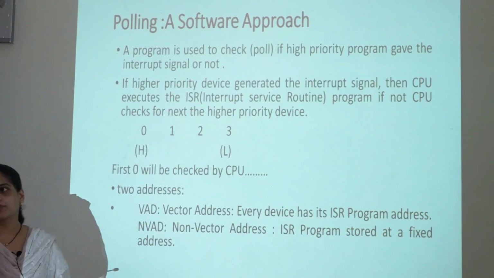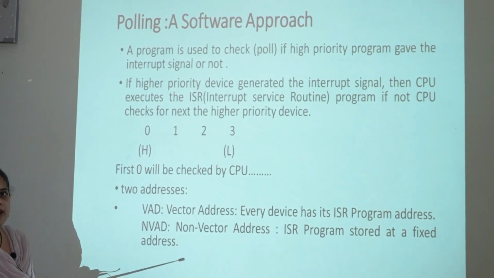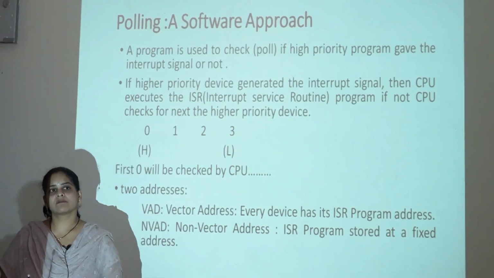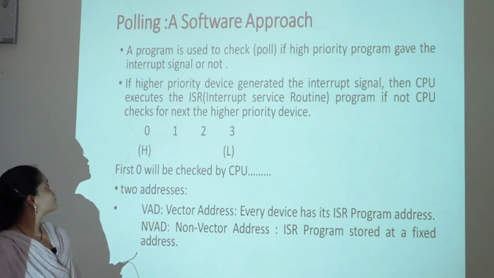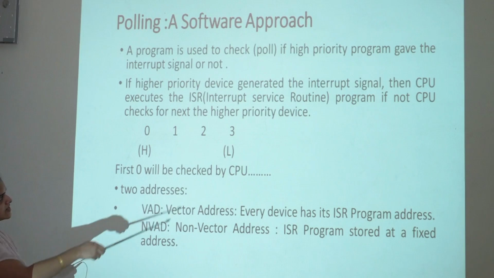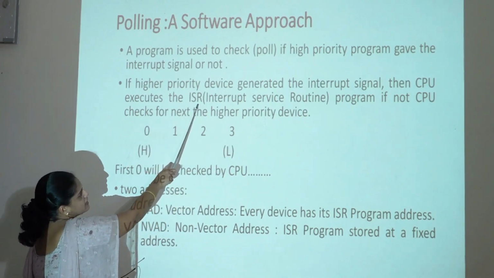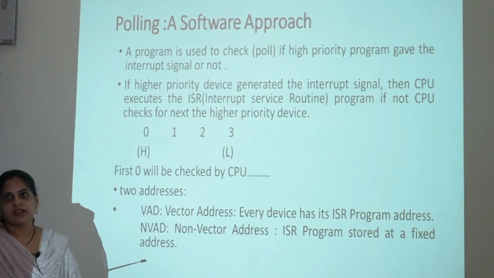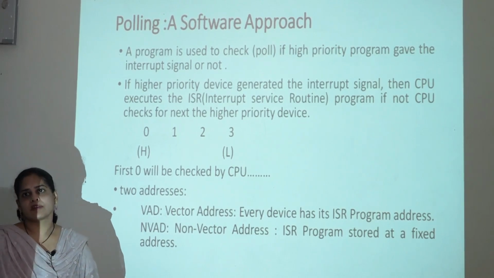As I already told you, we are going to assign priorities to the devices so that the CPU will identify which is the high priority device, and that particular high priority device will be serviced first, and then we go for the next high priority device. If a high priority device generated the interrupt signal, the CPU will execute the interrupt service routine program of that particular high priority device. If the high priority device does not generate the signal, it will check for the next high priority device.